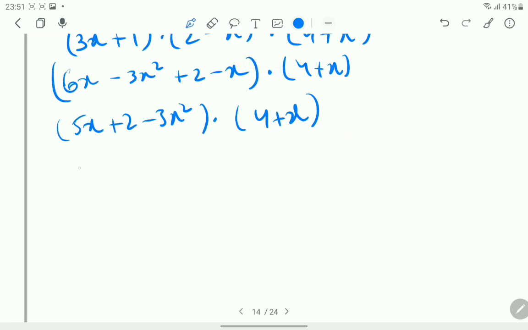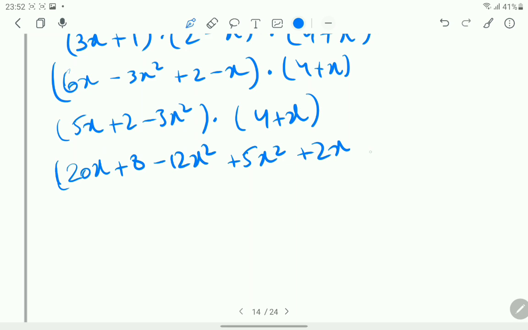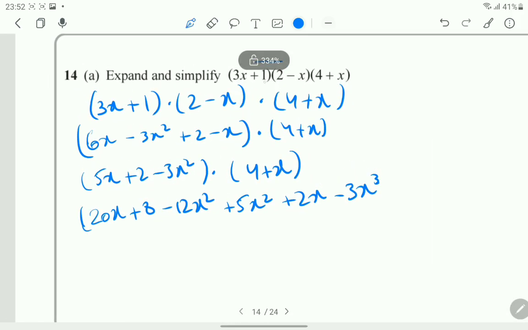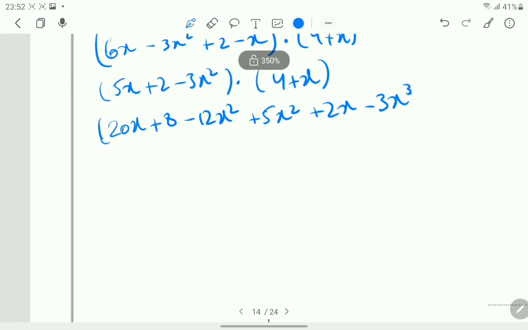So 4 times 5x is 20x, 4 times 2 is 8, 4 times minus 3x is minus 12x squared. Do not fumble your plus minuses please, and x into 5x is plus 5x squared plus 2x minus 3x cube. We are going in the right direction because we get a cube. We should have known that from the start because 3x multiplying would eventually give us a cube. So now just plus and minus and plus and minus.